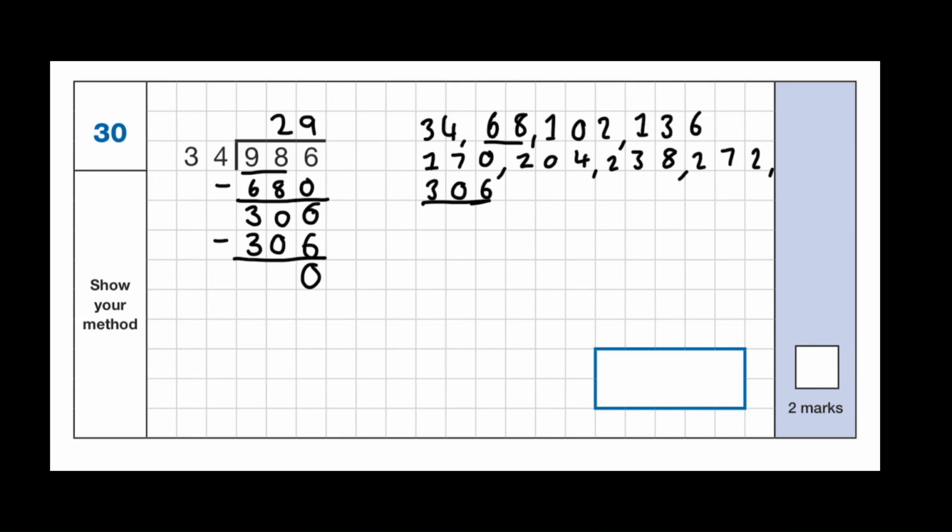Make sure you've finished all steps of the calculation, including making it 0 at the end if there's no remainder, and then put your answer in the answer box. So we need to put 29 in the answer box.